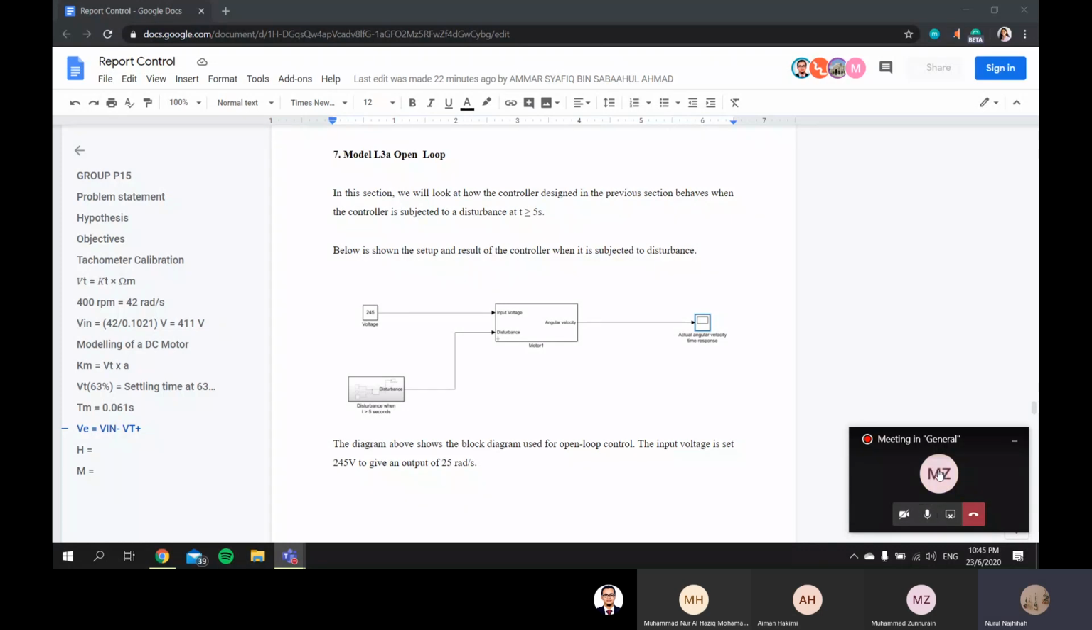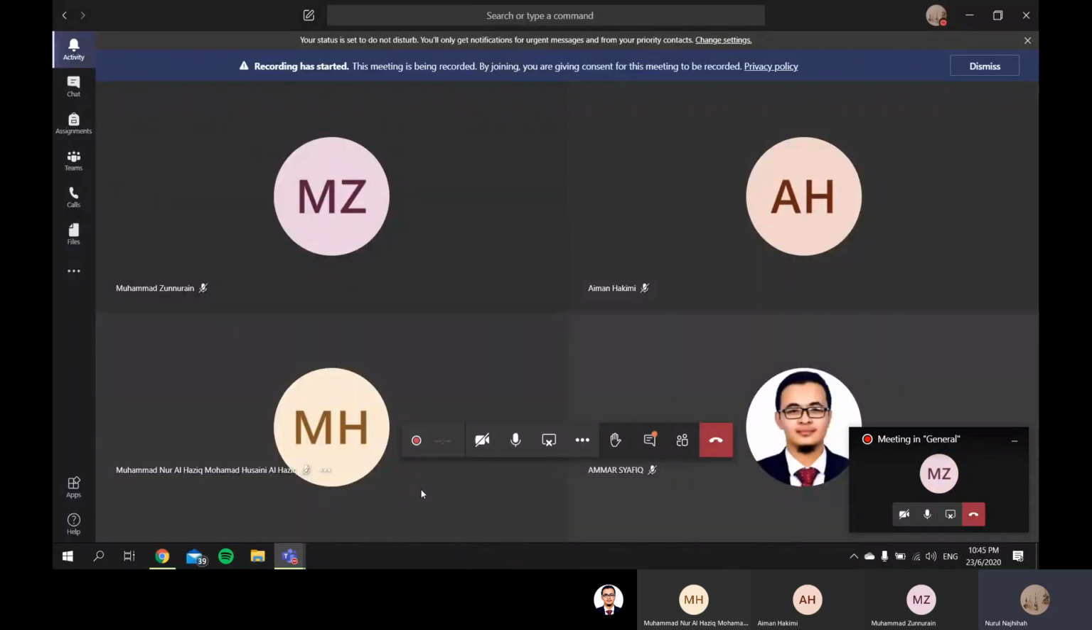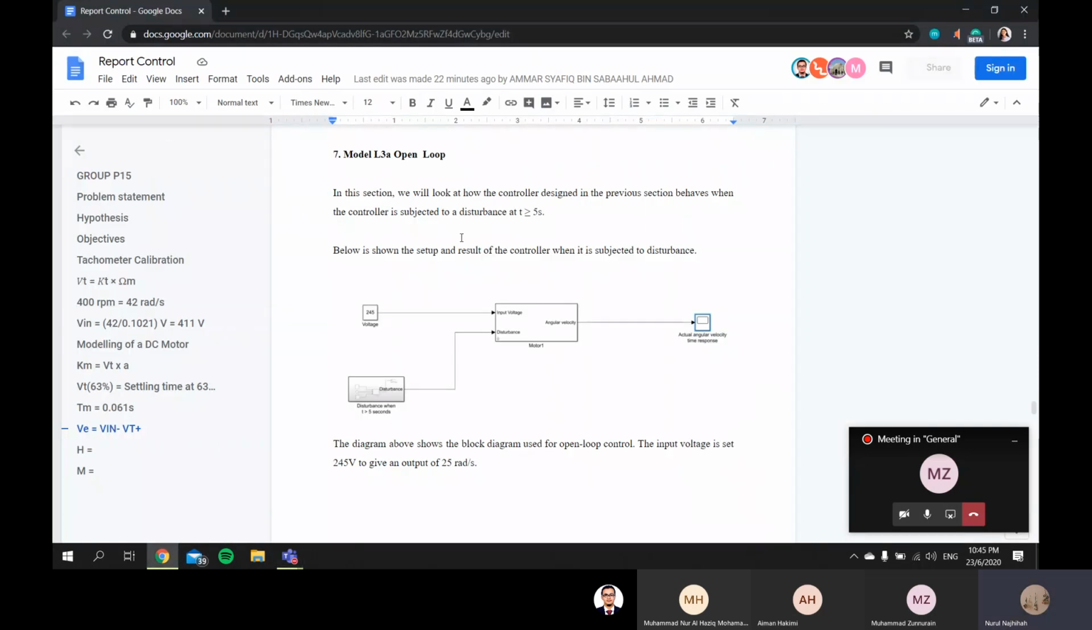All right, so for my part, in this section, we will take a look at how the controller that we designed in the previous sections works when it is subjected to disturbance at time more than 5 seconds. So below is the setup for the open loop control system.